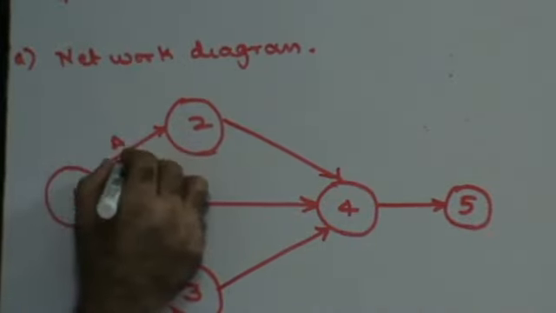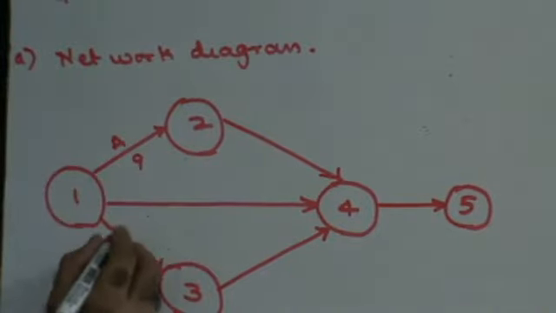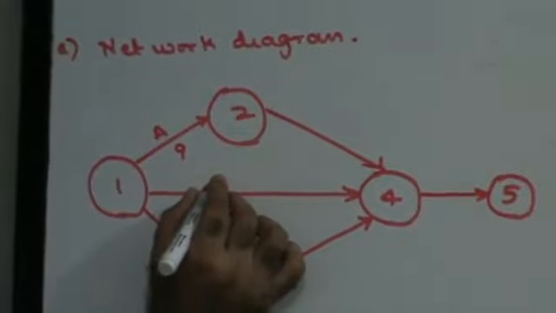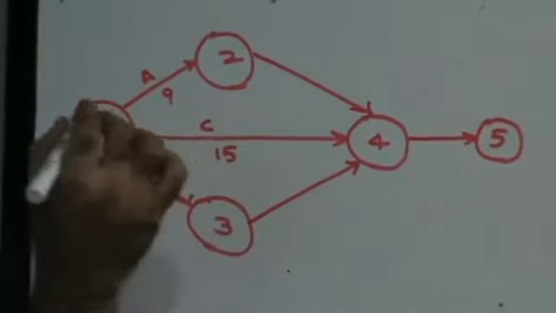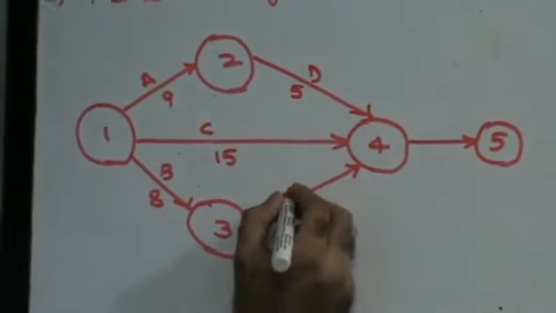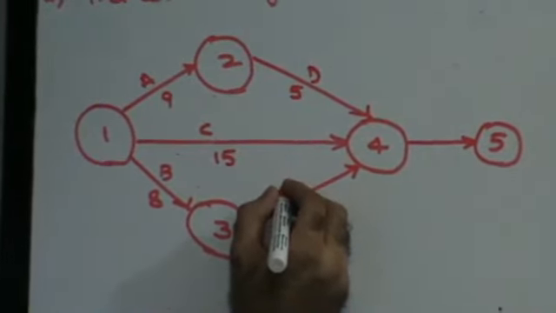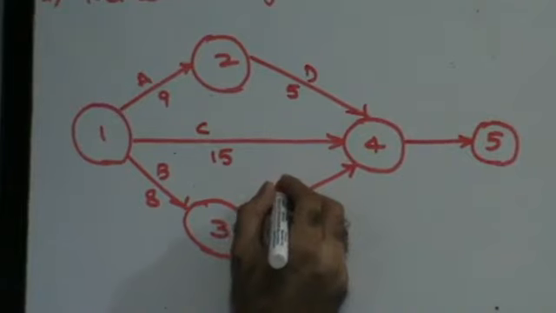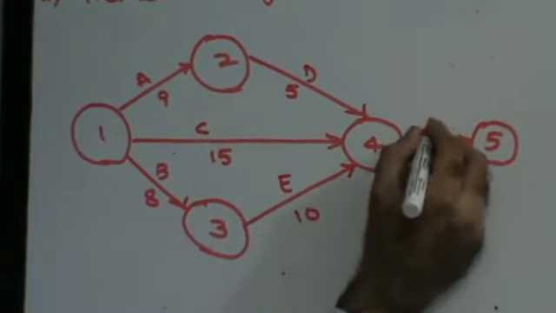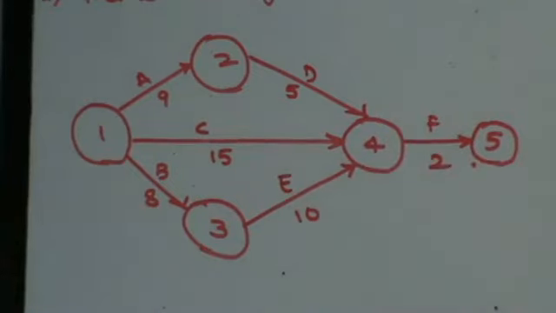Activity A 9 days, 1 to 2. Activity B 8 days, 1 to 4. Activity C 15 days, 2 to 4. Activity D 5 days, 3 to 4. Activity E 10 days and activity F 2 days. So my network diagram is ready.